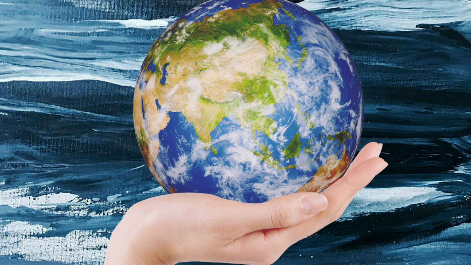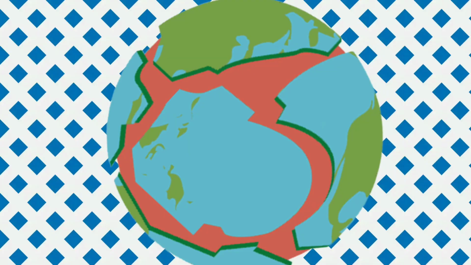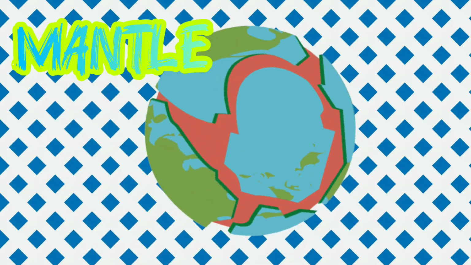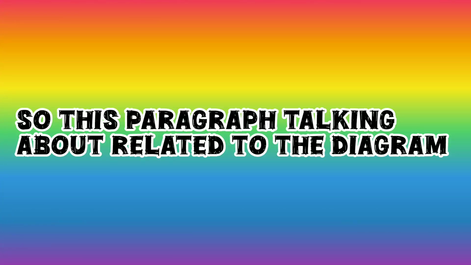The outside of the earth is like a cracked egg shell. In places, the cracks go right down to the mantle. The cracked pieces of this shell, the tectonic plates, are in the lithosphere. The lithosphere is made up of the crust and the top part of the mantle. These paragraphs are related to the diagram.